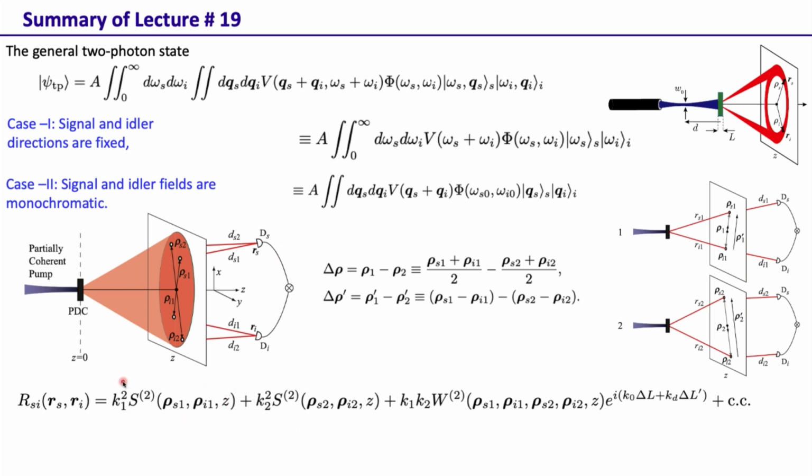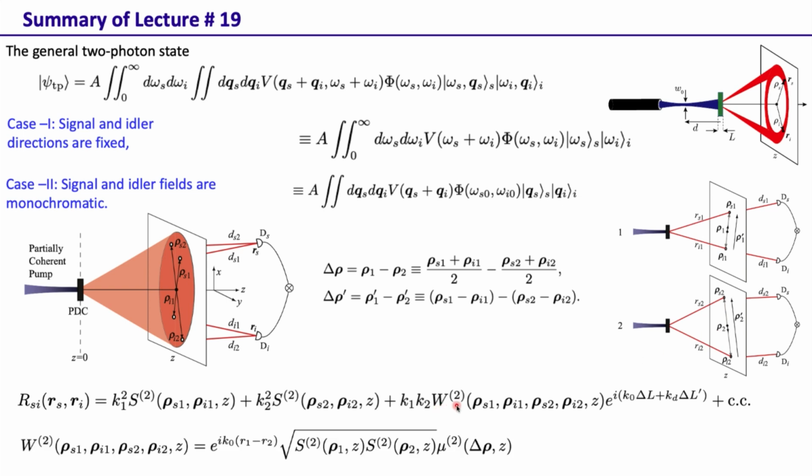The first term is essentially the coincidence count rate if only alternative 1 was allowed. The second term is the coincidence count rate when only alternative 2 is allowed, and the third and fourth are the cross terms when both alternatives are there and can interfere with each other. This quantity W2 we call the two-photon cross-spectral density, and this S2 at rho S1, rho I1 we call the two-photon spectral density in alternative 1, and this is the two-photon spectral density in alternative 2. And this mu2 that shows up here we define as the degree of spatial two-photon coherence.